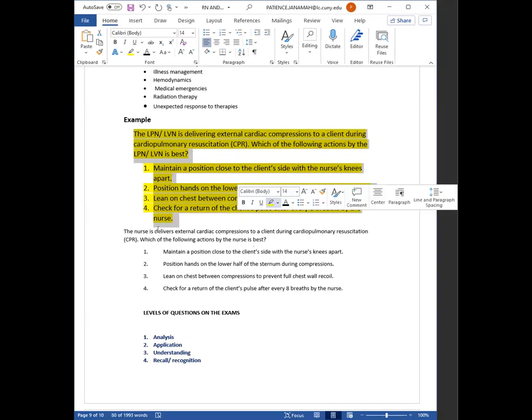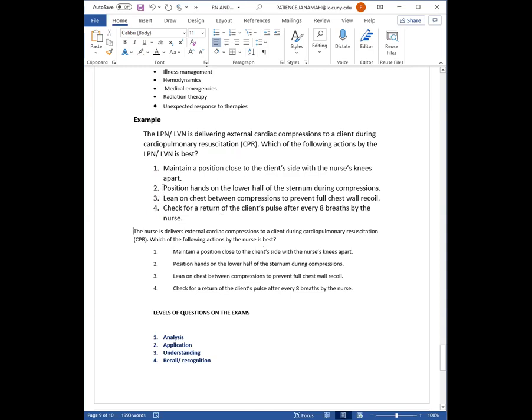So Clementina did answer it correct. Thank you, Clementina. You position your hands on the lower half of the sternum during compressions. This question is asking you to take up an action that is best, or indirectly they just want to know if you know the correct procedure for doing CPR for the patient, where your hands should be placed. They're asking to know if you understand how CPR should be done.